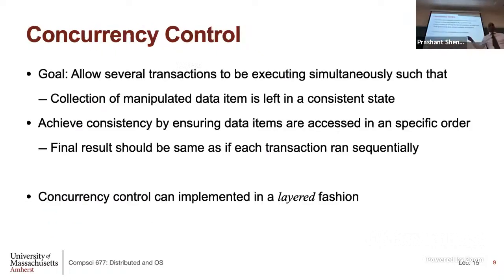So that brings us to concurrency control. Again, this is a term that you hear in databases, but it's equally valid in distributed systems. What does it mean? What does concurrency control mean? Concurrency control essentially says that you should allow multiple transactions to execute in parallel, but still have the database left in a consistent state.